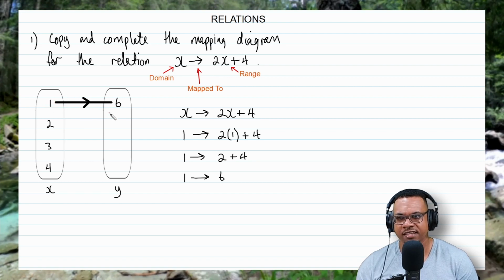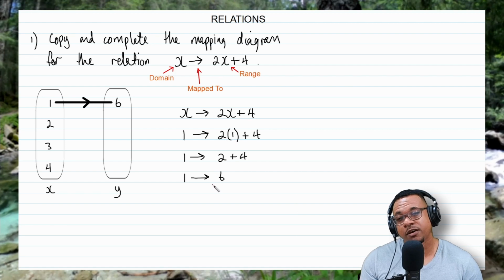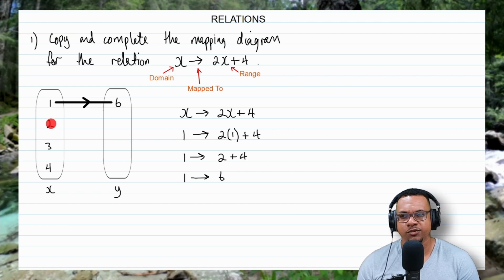1 in the domain is mapped to 6 in the range. This 1 corresponds to this x here, which is the domain. This 6 corresponds to this 2x plus 4, which is the range. So to complete this mapping diagram, we'll have to use these remaining members of the domain to find out what they are mapped to.